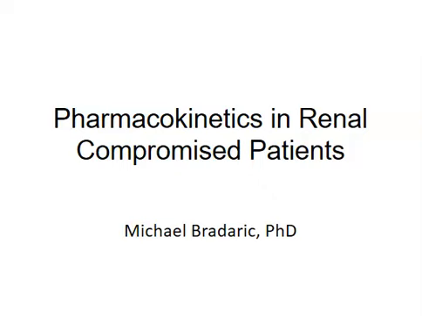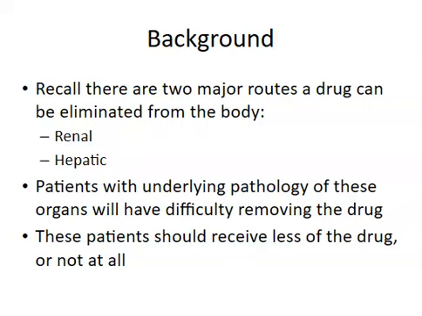This lecture is going to focus on looking at some pharmacokinetic principles in renal compromised patients. So remember that there are two major routes of elimination that a drug will undergo to be excreted from the body, and that is renal and hepatic elimination. So of course, patients with pathologies in either of these two organs will experience some difficulty removing the drug.